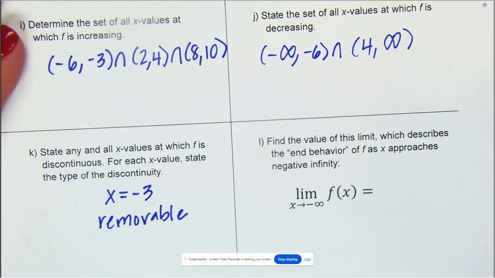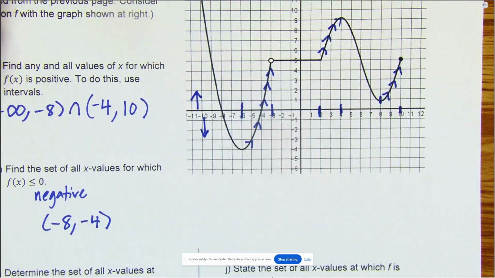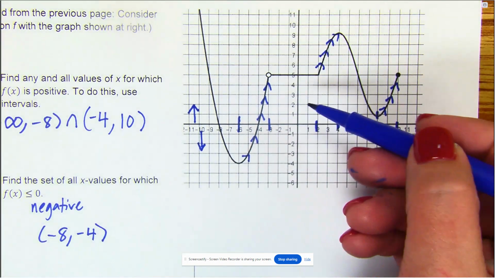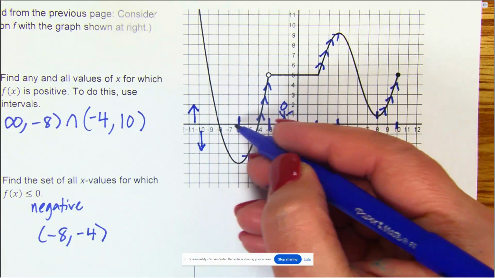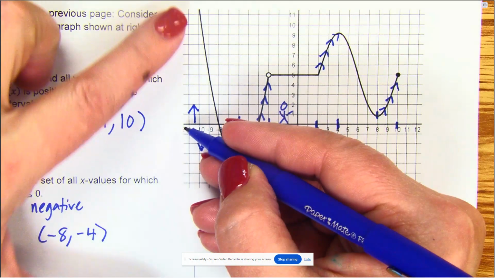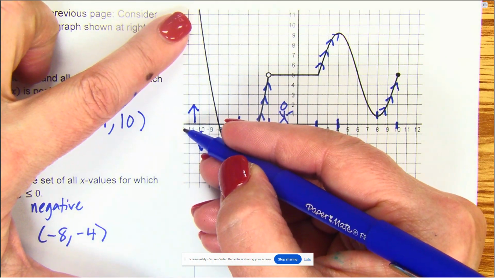Find the value of this limit. So this is saying as x gets larger and larger in the negative direction, as I'm headed towards -infinity, so that's this way, right? So here I am. As I walk towards -infinity on the x-axis, where's my graph headed? Up here, +infinity.